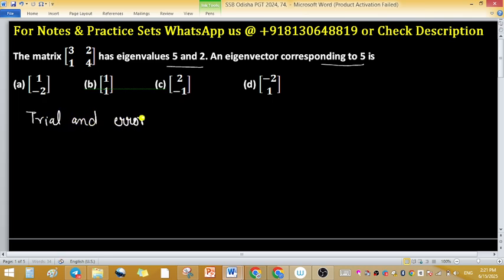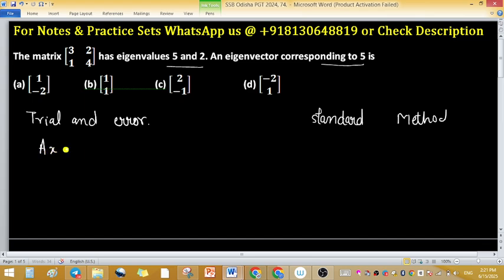This method is very common when we deal with MCQ-based problems, and the standard method students use when they perform descriptive type questions. Both methods are correlated. The trial and error method is actually not trial and error; it comes from the definition of eigenvalue.